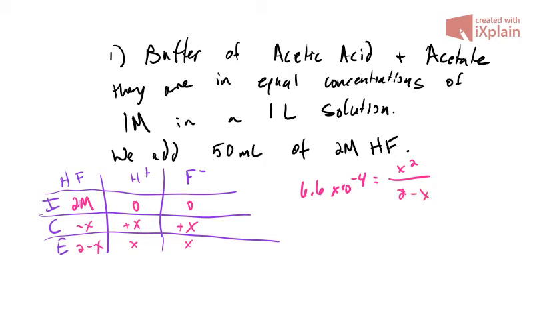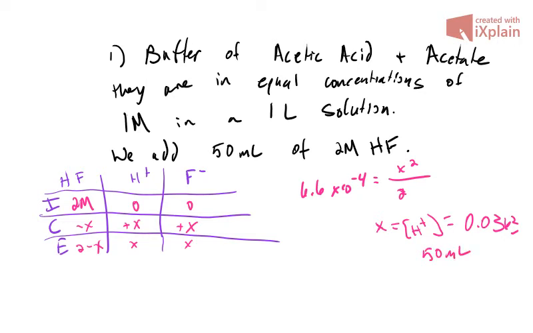Okay, now we are within the range of doing an approximation, and so that 2 minus x is just going to end up being 2. When we solve this, we get x, which is our concentration of H plus, equal to 0.0363. Okay, so that is our concentration of H plus in our 50 milliliter solution.